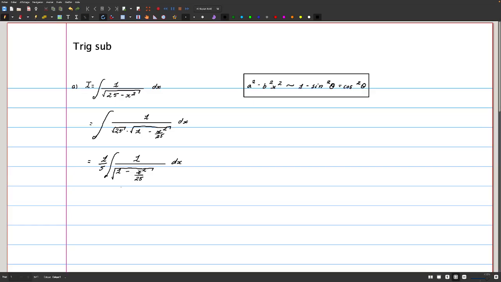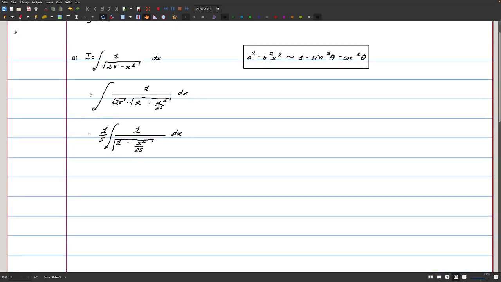So remember, we can't just simplify the square root because you can't. These aren't multiplied between each other. This is a difference of two values. So we have to use trigonometric substitution in this case. If we observe the formula, we can see that the b squared x squared is kind of what's going to become the sine squared of theta.